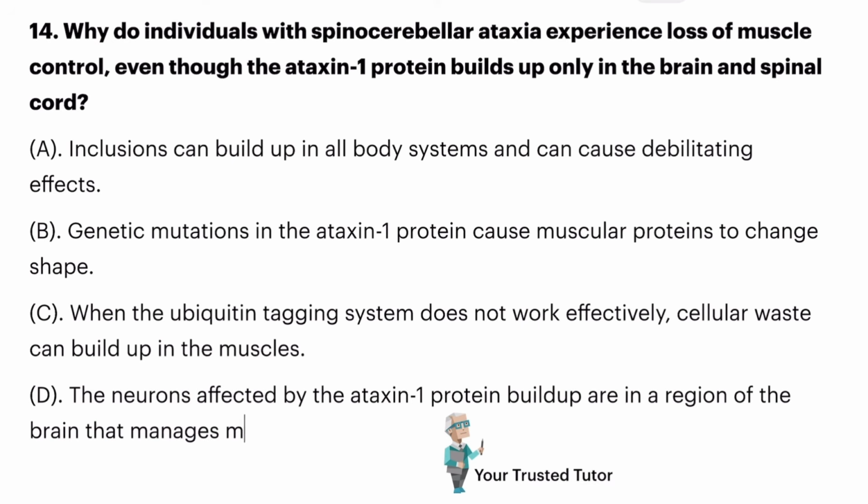A. Inclusions can build up in all body systems and can cause debilitating effects. B. Genetic mutations in the ataxin-1 protein cause muscular proteins to change shape. C. When the ubiquitin tagging system does not work effectively, cellular waste can build up in the muscles. D. The neurons affected by the ataxin-1 protein buildup are in a region of the brain that manages muscle control.